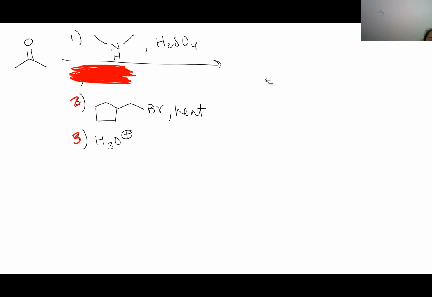Okay, so in step 1, we are creating an enamine. So this is what happens when you react a secondary amine with a ketone. You end up with an enamine. And this is really important because an enamine looks a whole lot like an enolate.